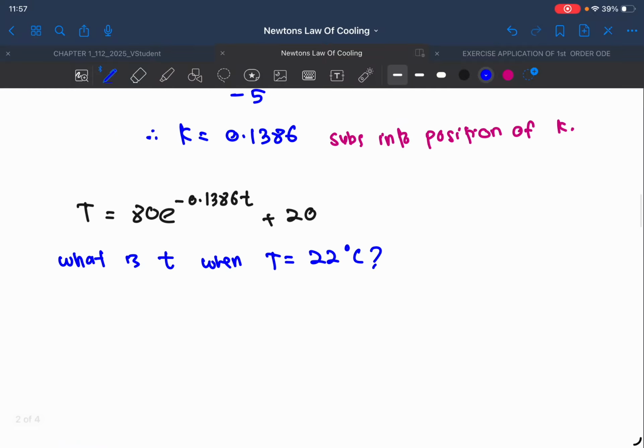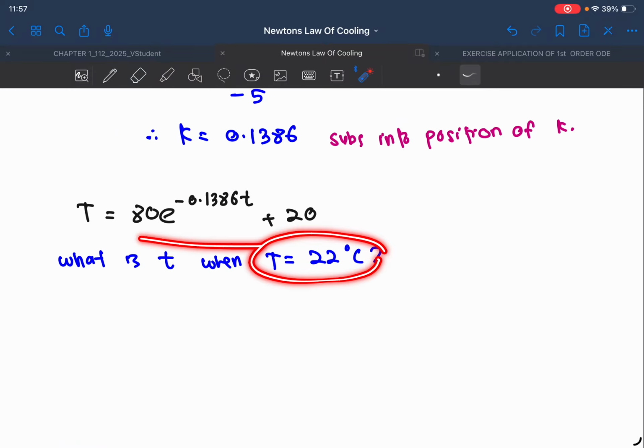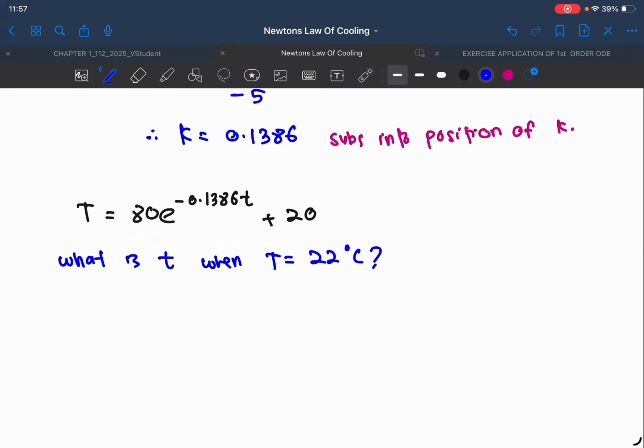Now you substitute your temperature to become 22. So 22 equals 80 e to the negative 0.1386 t plus 20. The same concept, you have to simplify all the constants: 22 minus 20.